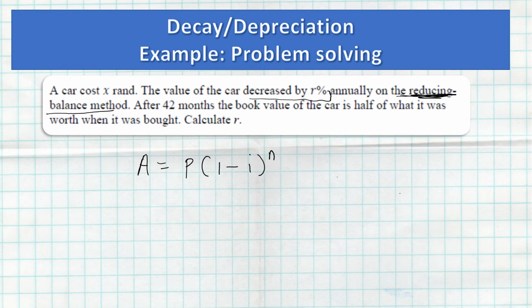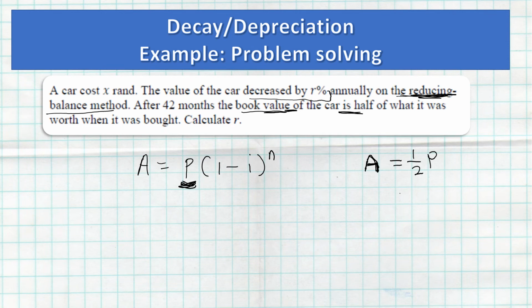So what's the key statement here? The key statement is that the book value of the car, that is our A. We know that A stands for book value, the value of the car after depreciation, is now half of what it was worth when it was bought. So our A is now half the original price. And we know that the original price is P. So our A will be equal to 1 over 2 P.